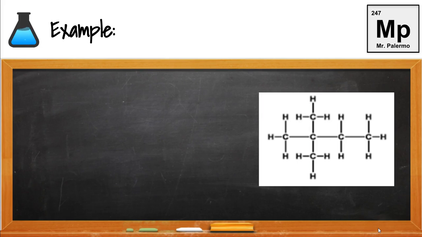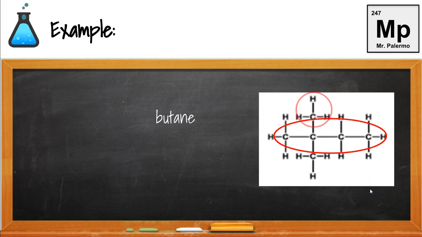Let's look at one more example. Same as before, find the longest string of carbons in a row. In this case, it's straight across. We have 1, 2, 3, 4 carbons. 4 carbons are going to be butane. Next thing, identify our branches. These are both off the same carbon. They're both one carbon branches. So I'm going to number from left to right, giving them the lowest possible number.